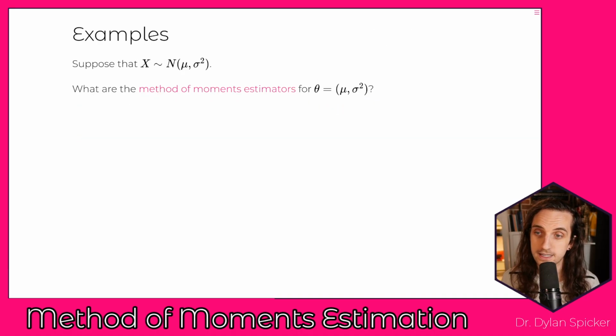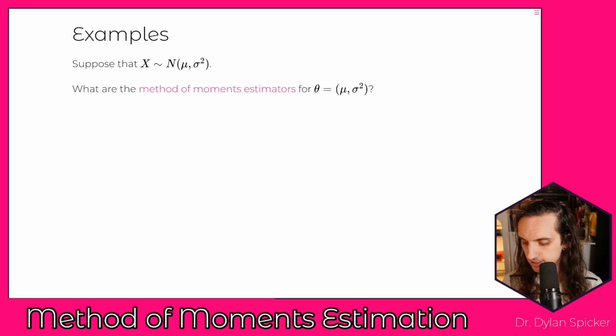Okay, so let's take a look at some examples here. First, we're going to start with perhaps the most straightforward version of the method of moments estimators, and that is taking x to be the normal with a mean of mu and a variance of sigma squared. And what we want is the method of moments estimators for theta, which is both the mean and the variance. And so in this case, the dimension of theta is 2.